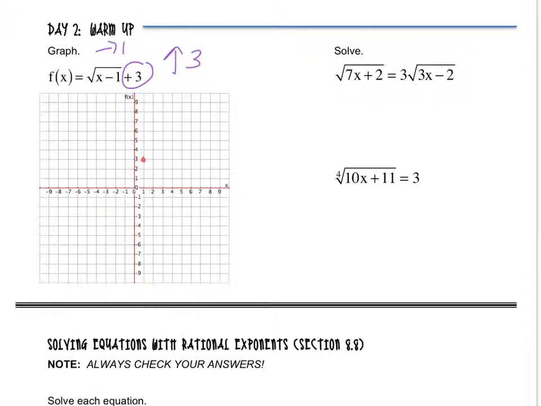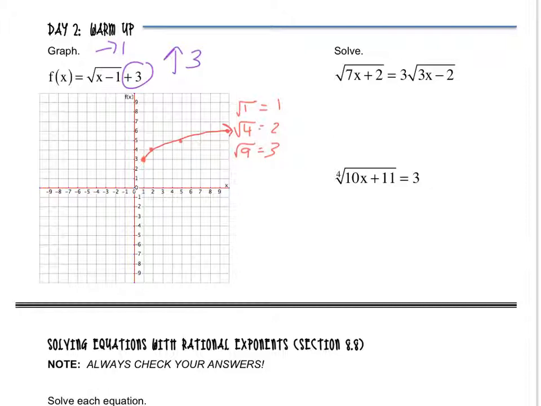Now, from there, remember yesterday we talked about, instead of using a t-table, we can kind of do our shortcut. Square root of 1 is 1, so I go over 1, up 1. And then I go over 1, 2, 3, 4, up 2, because the square root of 4 is 2. And then I do my last one, square root of 9 is 3. So from here, I go over 1, 2, 3, 4, 5, 6, 7, 8, 9, up 1, 2, 3, and my point is right here. So I draw my line that connects all the dots.